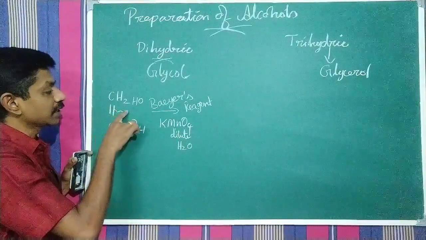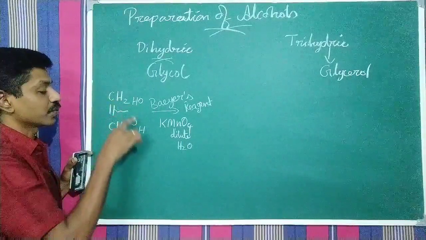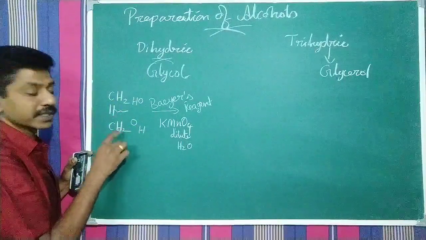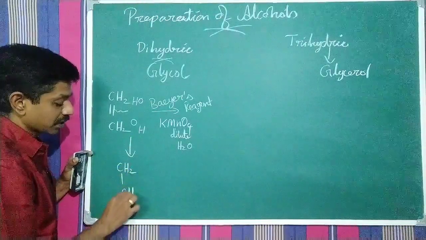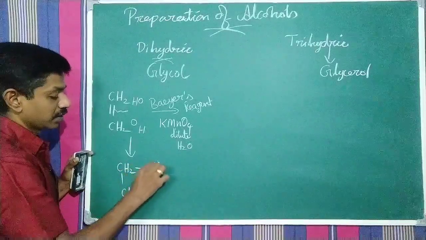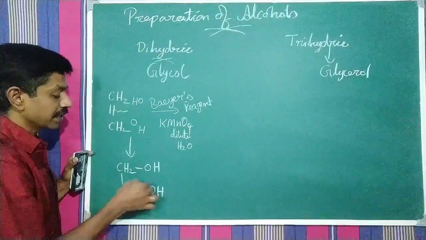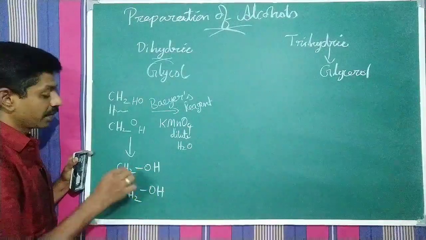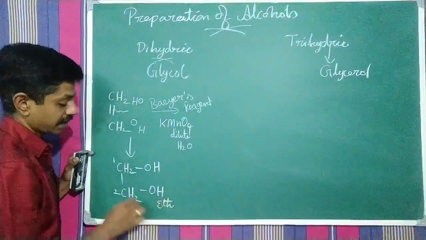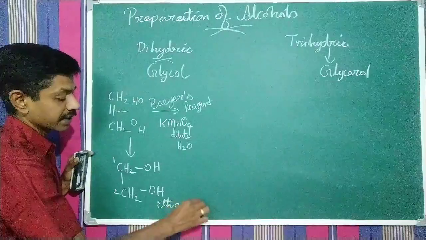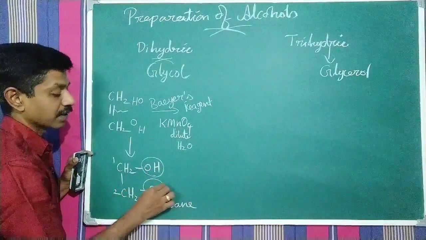And after breaking the bond, one hydroxyl group will be added to this CH2, another hydroxyl group will be added to this CH2. Then you will get CH2, single bond, CH2, and two OH groups are being added. And this is ethylene glycol. If you want an IUPAC name, there are two carbons, so the name starts with eth, single bonded, the name ends with ane, and there are two OH groups available.